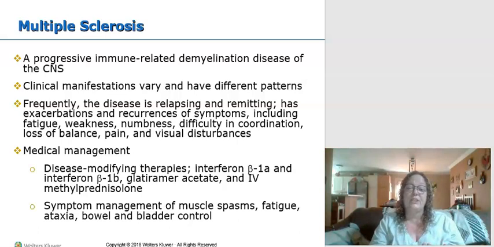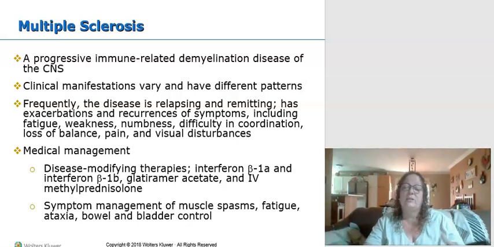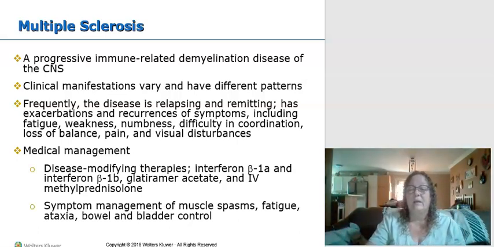Difficulty in coordination is often the symptom that prompts a patient to seek evaluation, but specific symptoms can include double vision and blindness in one eye. It's usually muscle weakness and trouble with sensation or coordination. And again, the trouble with coordination is usually what prompts people to seek evaluation.